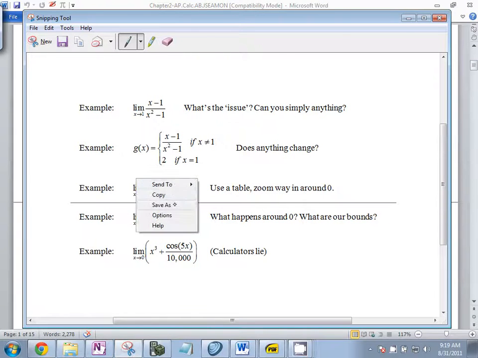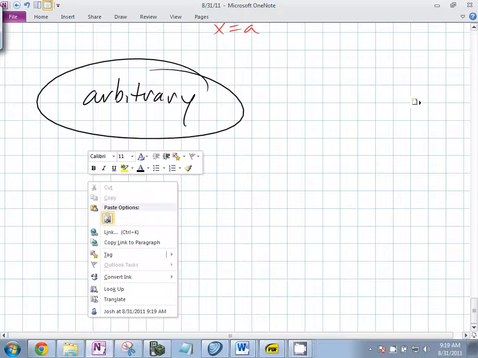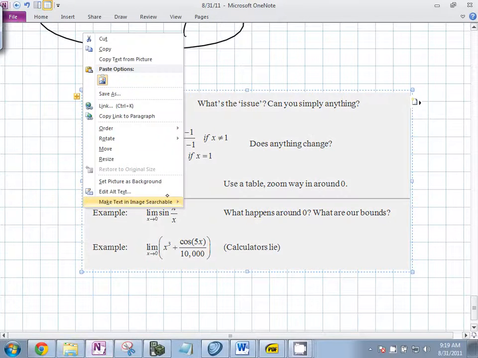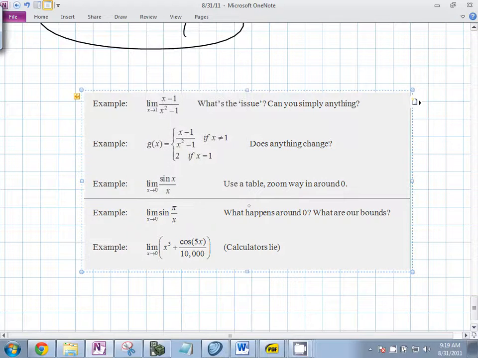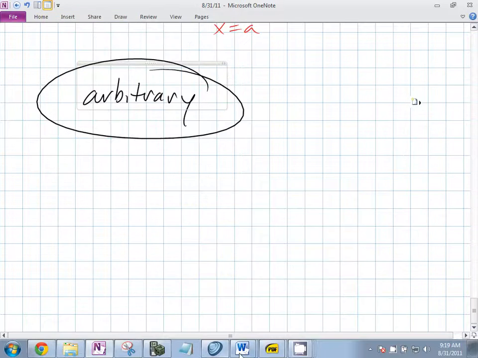Okay, let's look at the first one here. And actually, I'll take that out. Let's just do the first one. So what's this limit saying right here?